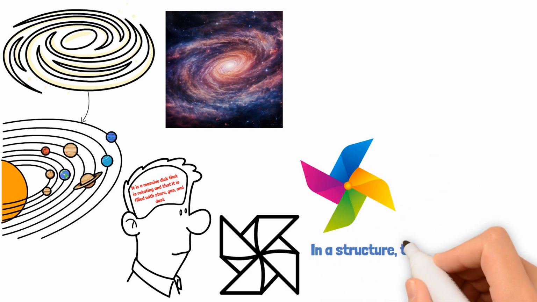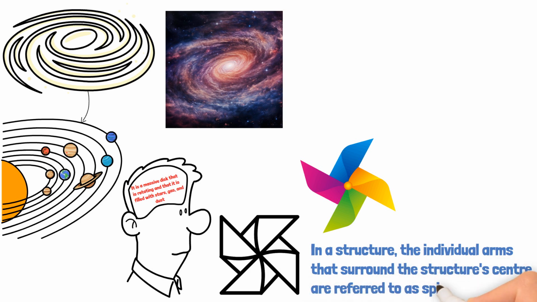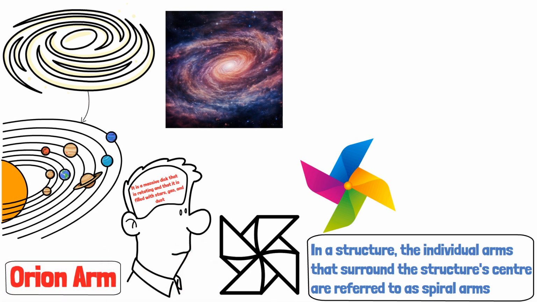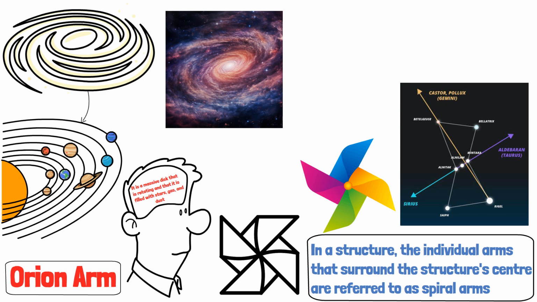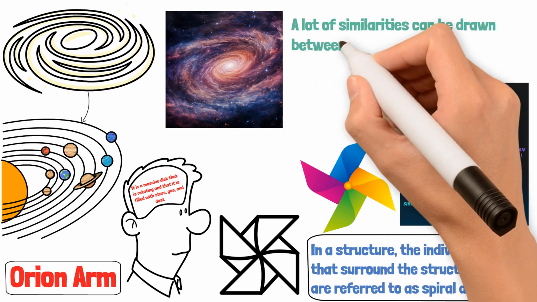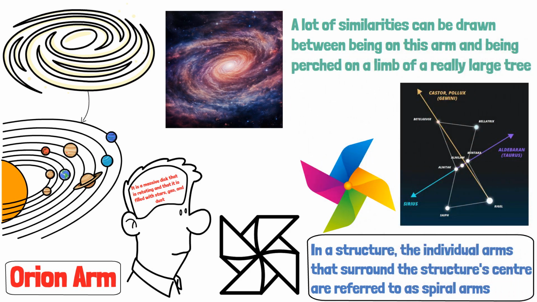The individual arms that surround the structure's center are referred to as spiral arms. An example of one of these spiral arms is referred to as the Orion Arm. This particular spiral arm is named after the constellation Orion, which is the constellation in which our solar system is situated. A lot of similarities can be drawn between being on this arm and being perched on a limb of a really large tree.